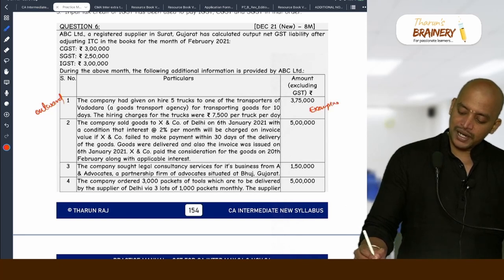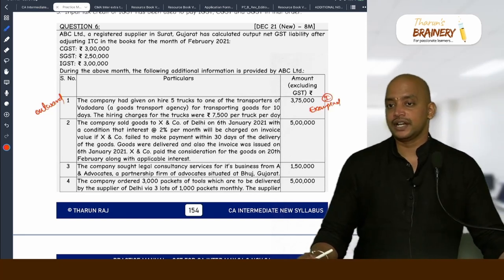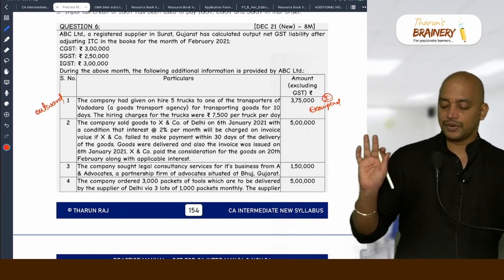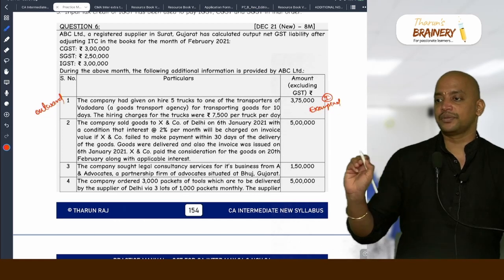But where you need to bring this? Statement 1. You need to just write the note related to this. It is outward supply, exempted. Statement 1, you will show that it is exempted. You will write the note.